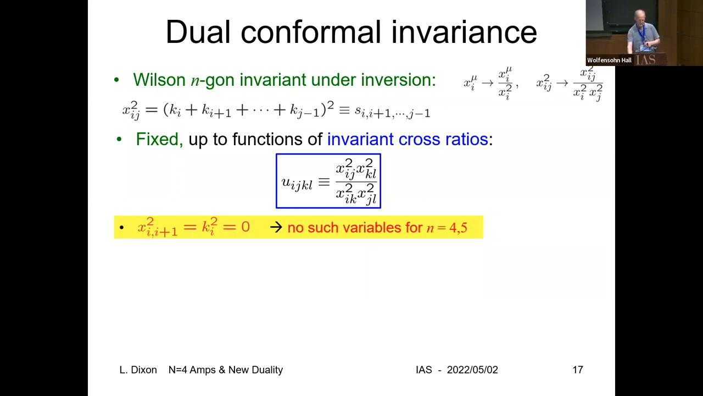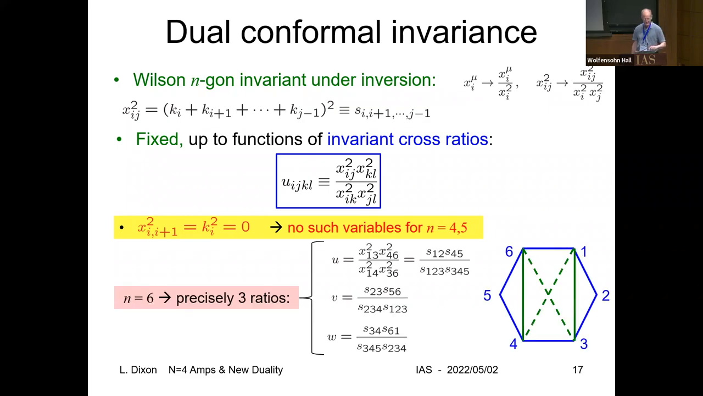This symmetry is so strong that it doesn't allow any non-trivial functions for 4-gluon and 5-gluon scattering. Because normally, if these were arbitrary points x_ij squared, you would have the familiar 2 cross ratios of the 4-point problem. But now x_ii+1 squared is set to be 0, because that's associated with this light-like external momentum. So there are no such variables for n=4, and not even for n=5. In this 6-point case, you have precisely 3 ratios allowed, which we call u, v, and w. Later, we're going to put hats on them to avoid confusing them with another u, v, and w. But they are made out of ratios of these x_ij differences.